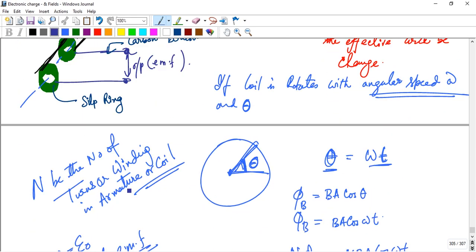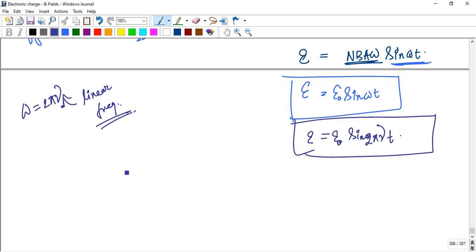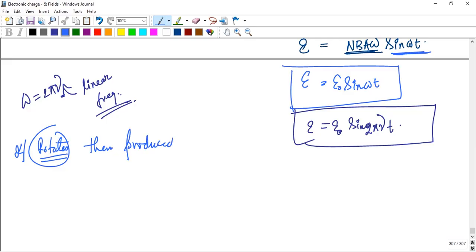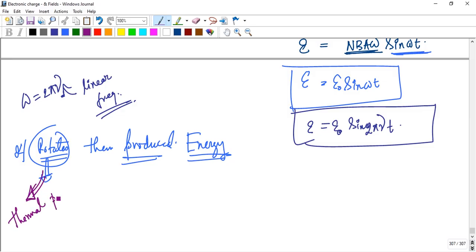Okay, so how to rotate? That's the important concept. If it rotates, then it produces energy. So how do we rotate it? Commercially, the most common ways are a thermal power station or hydroelectric power.